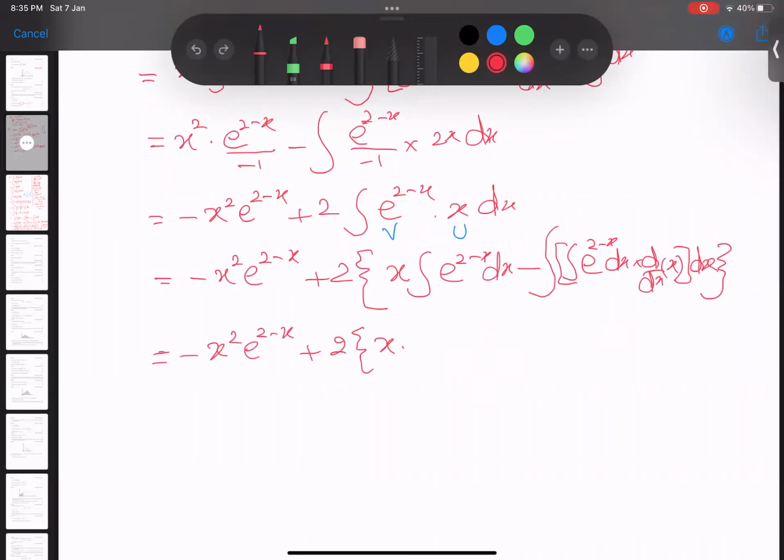And what is this integration? You know it very well. Even we have done it on the top, same again.